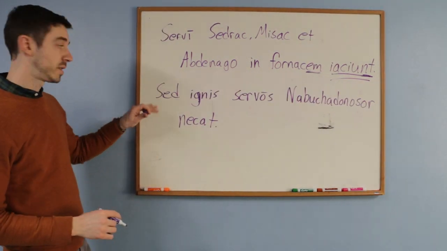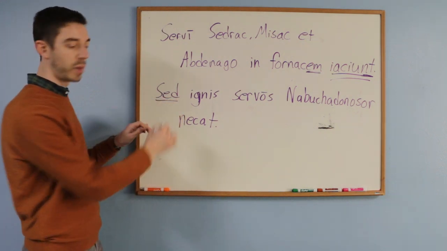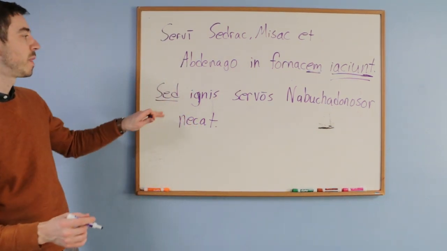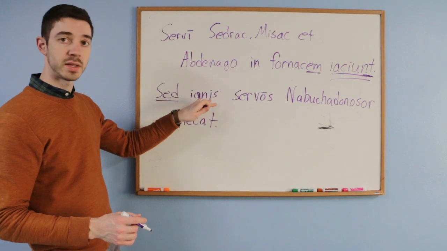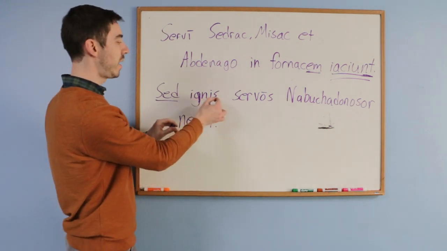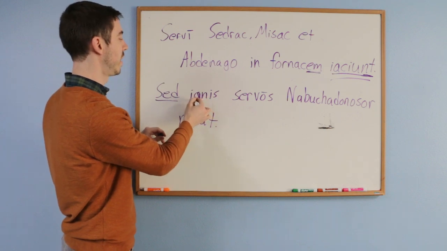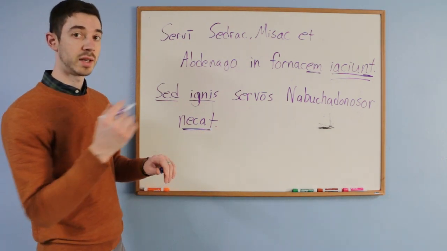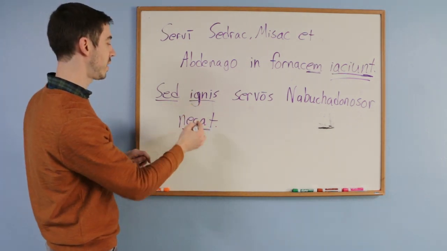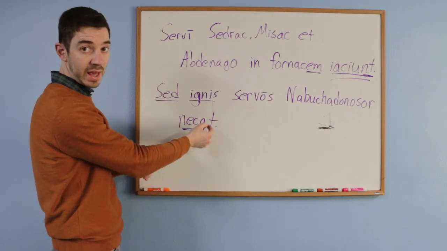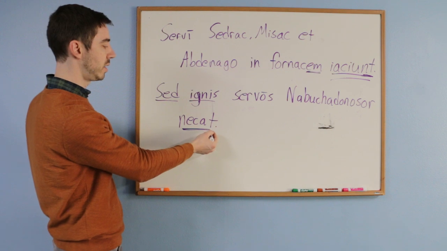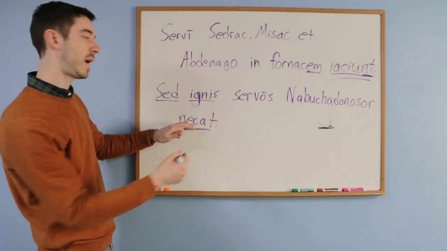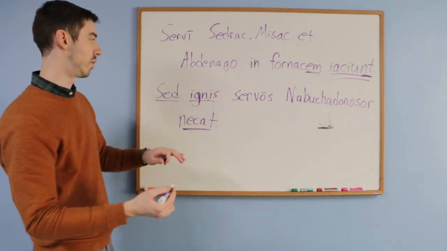All right, here's our second sentence. Sed, okay, sed means but. I think that should be on your special word list. Yep, it is on page 209. But ignis, the fire, okay, so the fire is the subject. This is nominative singular. So the fire does what? It necat, it kills, right? The fire, it kills. So this is an A stem verb, right? And it's in third person singular. So he, she, or it is doing the action. So the fire is doing the action. So notice again, this is singular and this is singular.